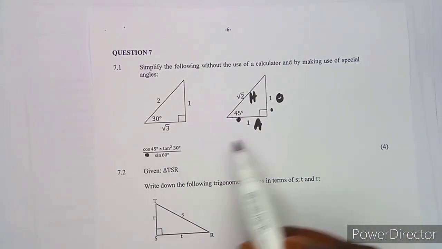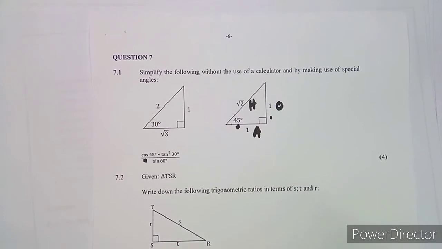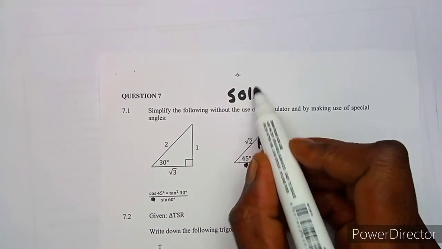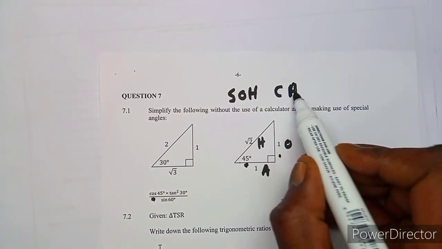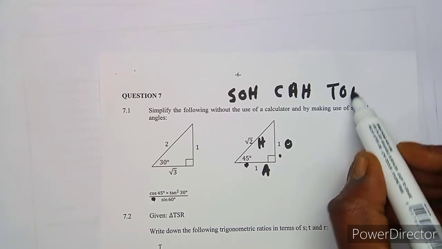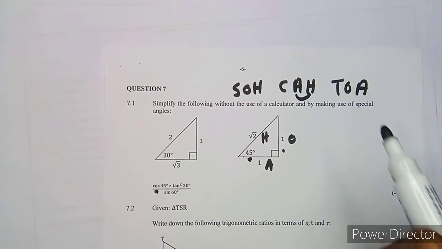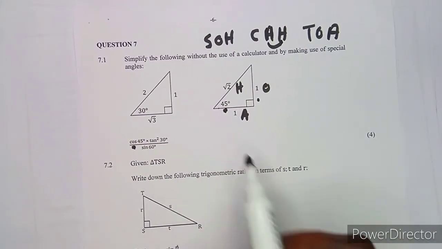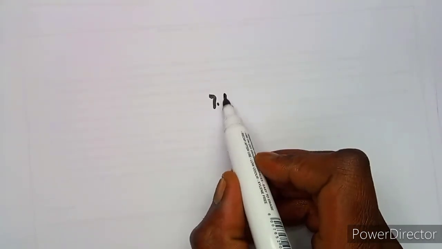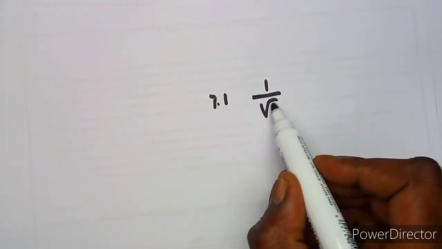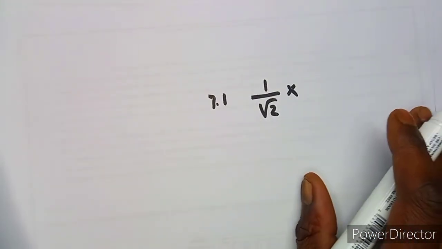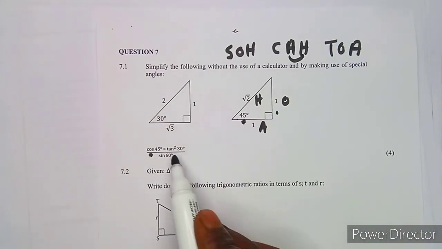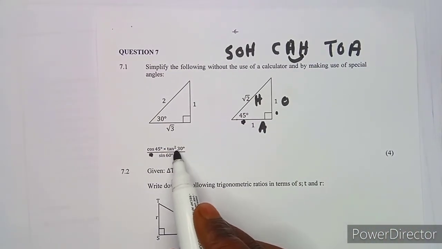So remember, cos is adjacent over hypotenuse, from SOH CAH TOA. So cos 45 is adjacent over the hypotenuse, which is 1 over square root of 2. Which means in place of cos 45, I can just put 1 over square root of 2, times. Is it a times? Yeah, that's a times. Tan squared that.